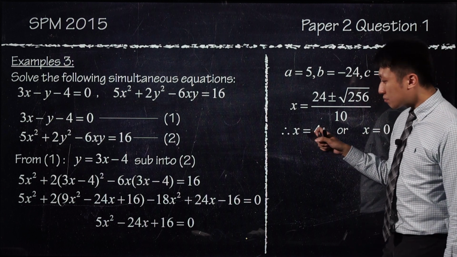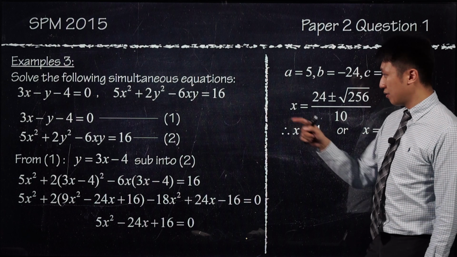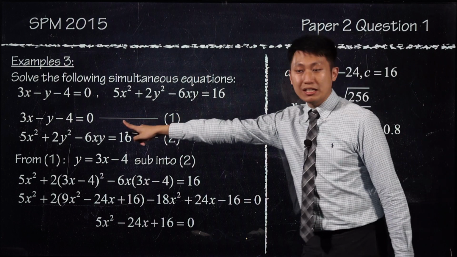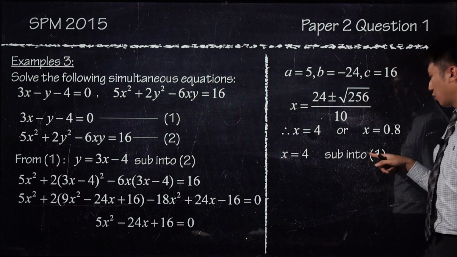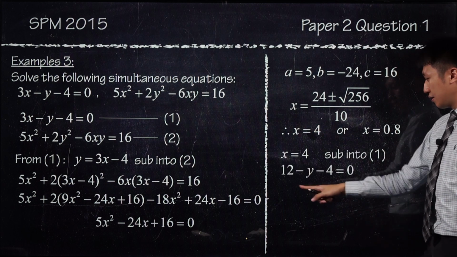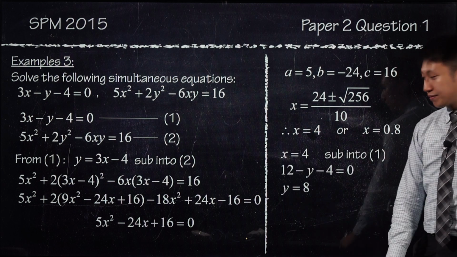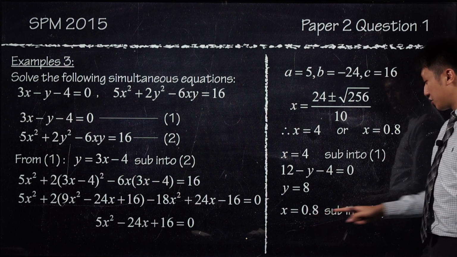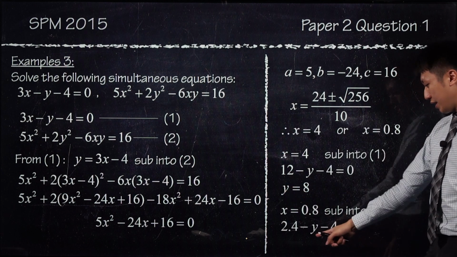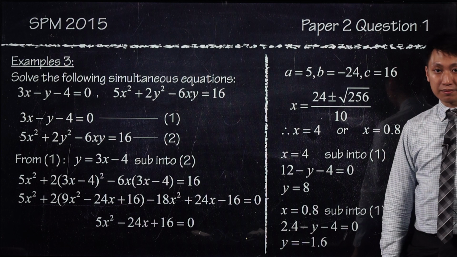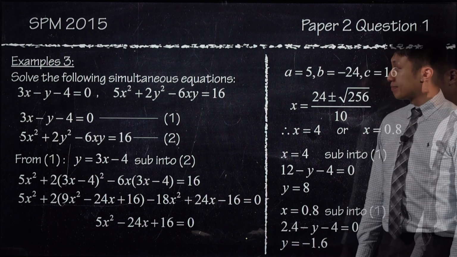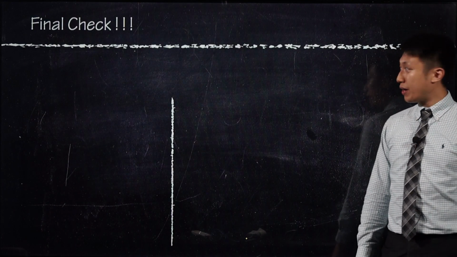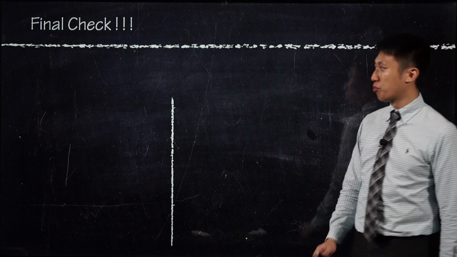Okay, so sub this back into any of the equations. Of course, this one will be simpler. Okay, sub it back to 1, then you get this thing, then you get y equals 8. Then the other one, 0.8, you sub it back to 1, you get negative 1.6. That's simple. Okay, so now you have this final check, which is your homework.